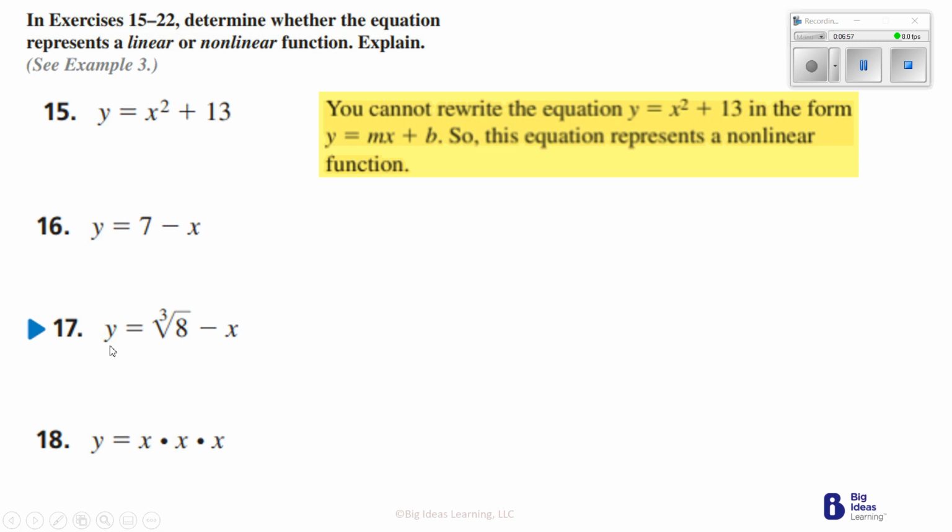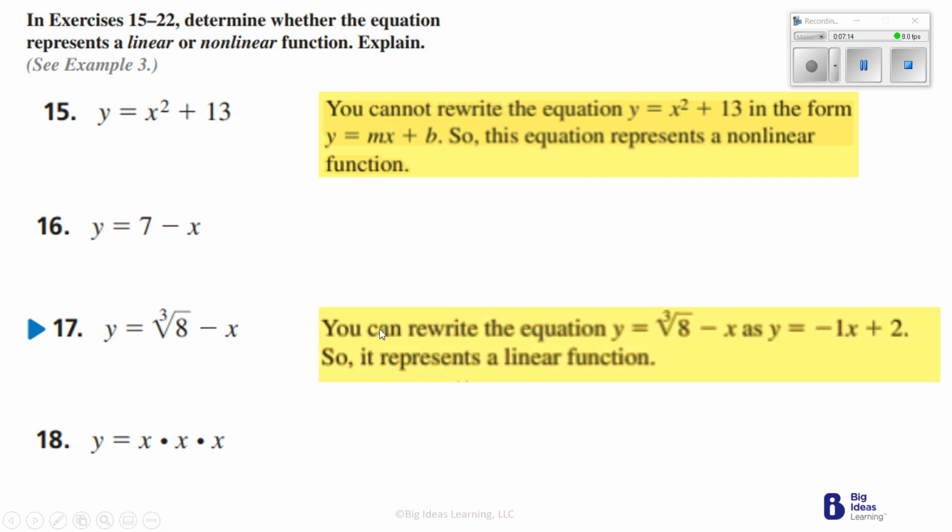Now we have 17. y equals the cube root of 8 minus x. So we know that we could take the cube root of 8 and turn it into 2. So you can write this equation, y equals the cube root of 8 minus x, as y equals negative 1x plus 2. And you might be saying, how can you do that? We're going to explain it right here.